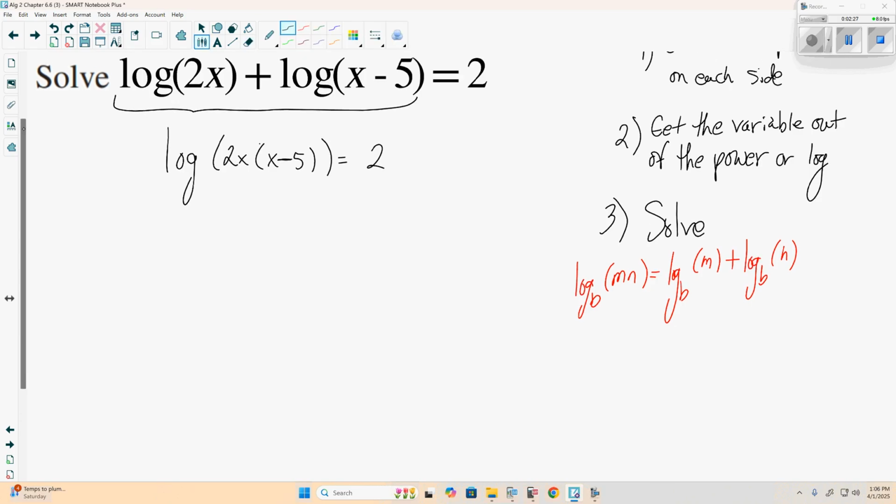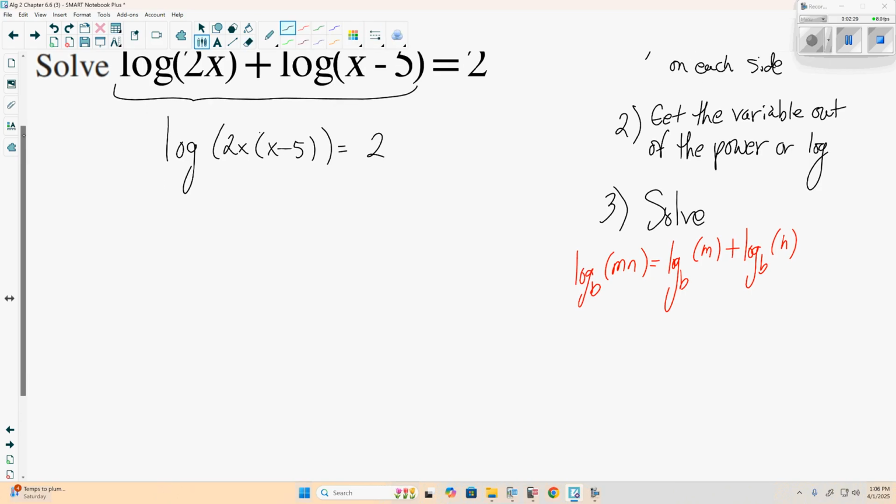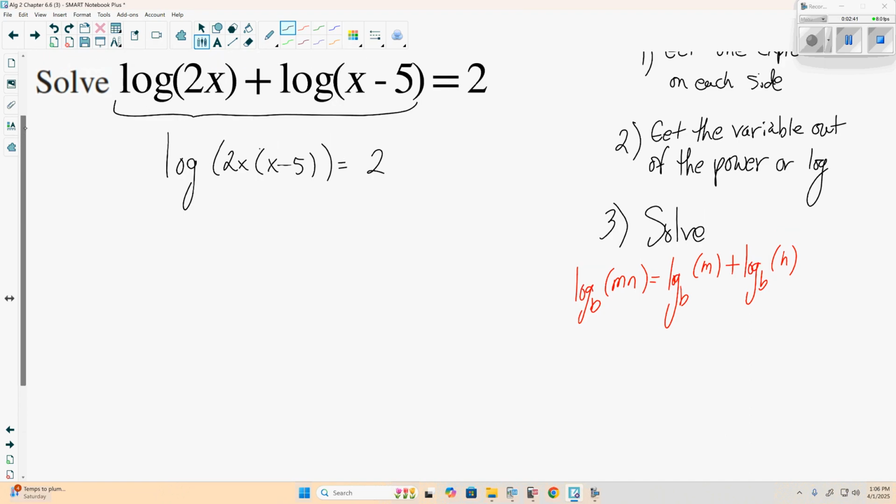So, log of 2x plus log of x minus 5 is the same as log of 2x times x minus 5 equals 2. So now we do have one term on either side. Now we can solve it the exact same way we solved these at the end of the lesson yesterday. We can put both sides to the base of the log.